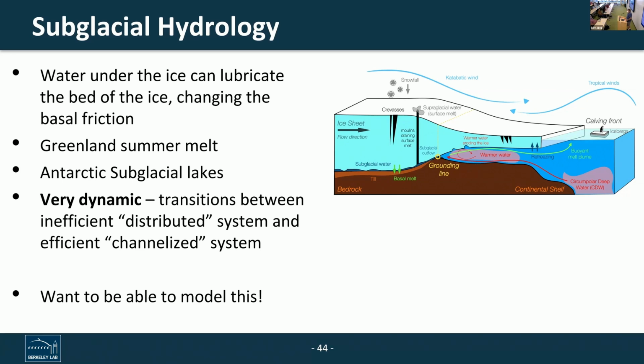Another process we look at is what happens to water under the ice. It turns out that meltwater under the ice can lubricate the bed of the ice, causing a change in the basal friction, right? So you can imagine, if you have ice sitting on bedrock, it's going to have some friction against the bed. If you have water in there, it's going to lubricate it and it might go faster.